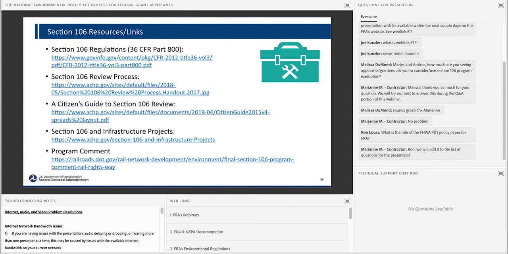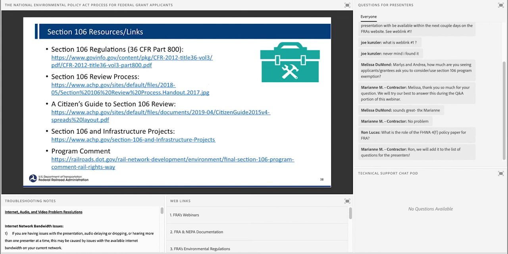And then these are some helpful links on the Section 106 that Marlis talked about: the regulation itself, the ACHP, the Advisory Council on Historic Preservation, their review process, and they also have a citizen's guide to Section 106 review. And then we do have webinars on the FRA website, and there's one on Section 106 as well as the program comment. And we'll try to address, I think some questions came in about the program comment.